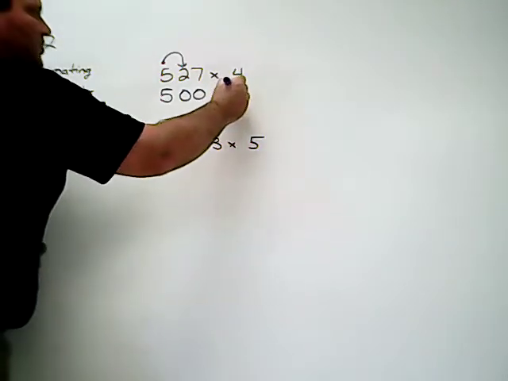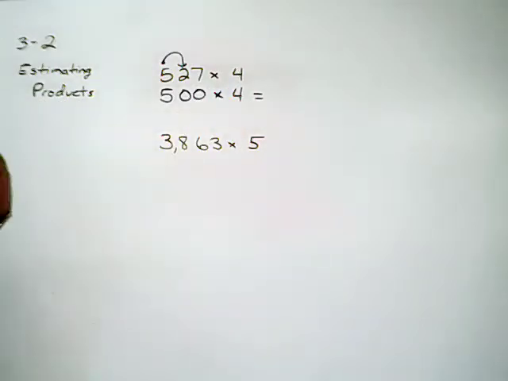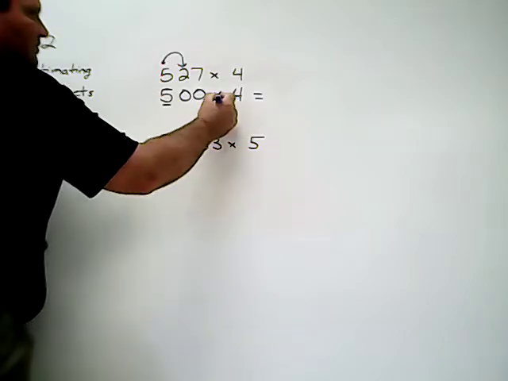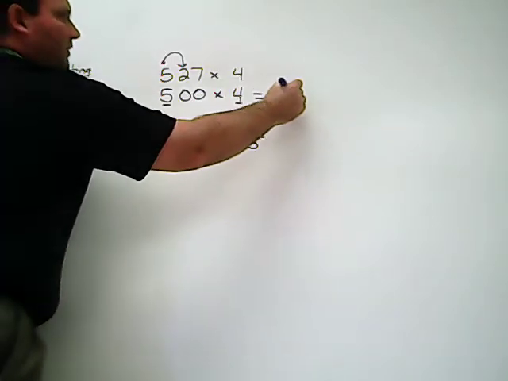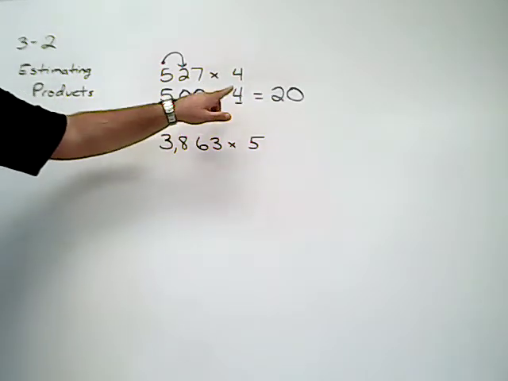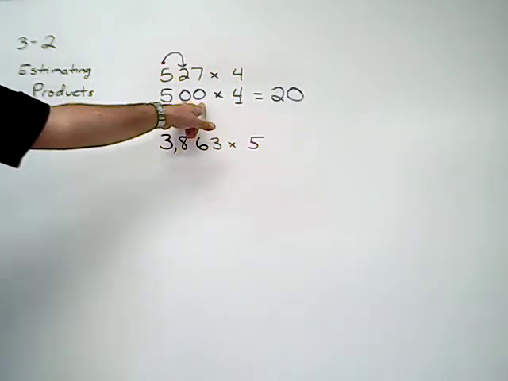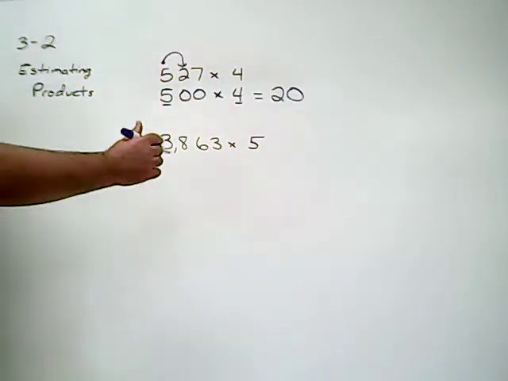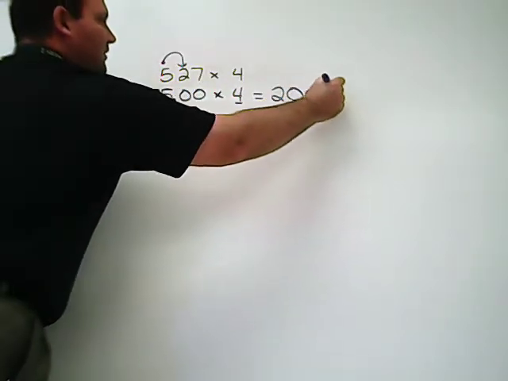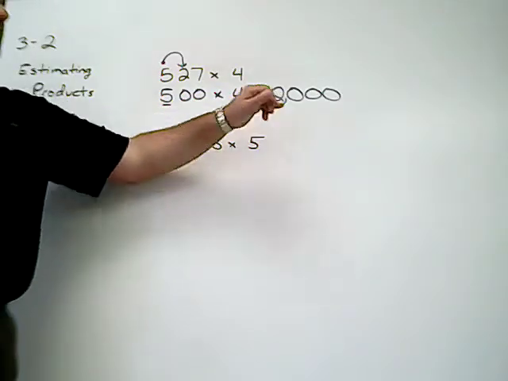And then what I'm going to do is just keep the times 4 the same. Now, I have a basic fact in front of me. 5 times 4 equals 20. But 500 times 4 doesn't equal 20. So what I need to do is remember yesterday's lesson. When I have two zeros at the end of one of my factors, I can take these two zeros, 1, 2, and tack them on to the end of my product. So 500 times 4 really equals 2,000.